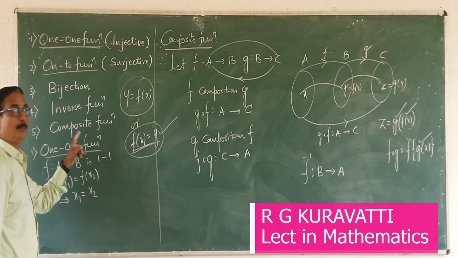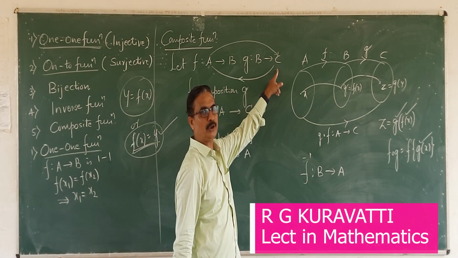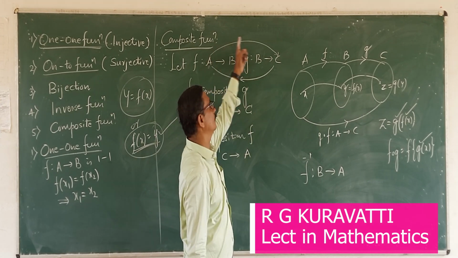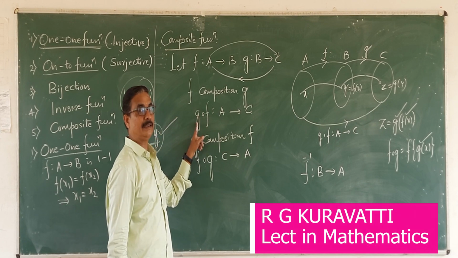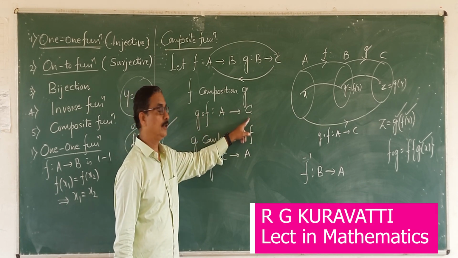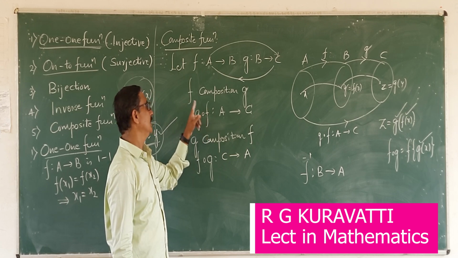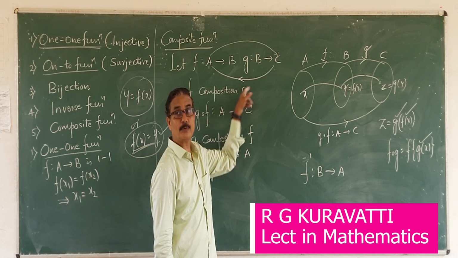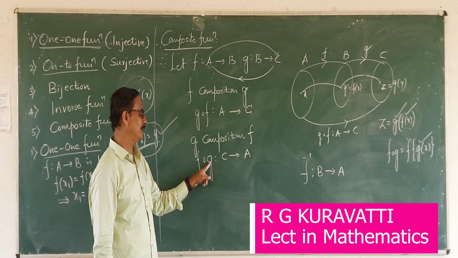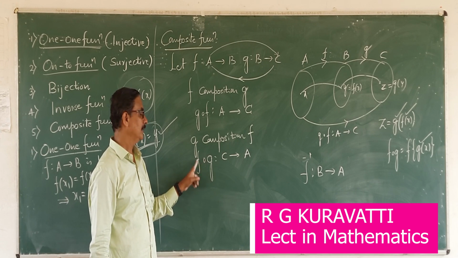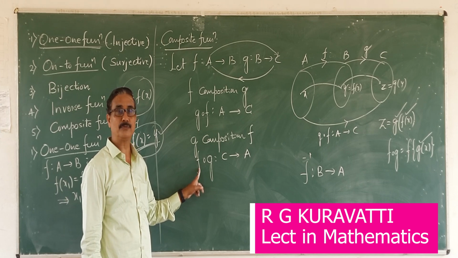Then finally composite function. F is a function from A to B, G be a function from B to C, two functions. Then the function from A to C is called F composition G, denoted like this, F composition G from A to C. Here F composition G means first you have to operate by the function F, then operate by G. Then G composition F, it means first you have to operate by the function G and then operate by the function F.